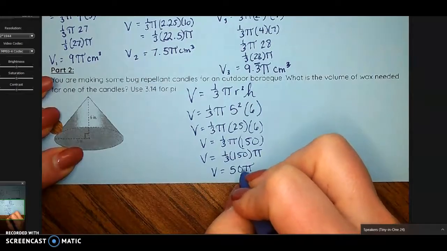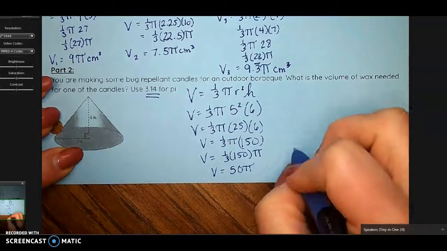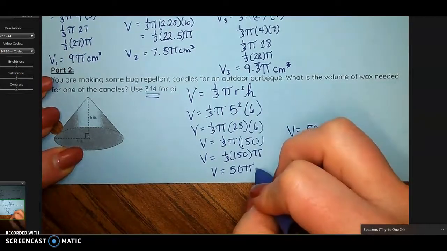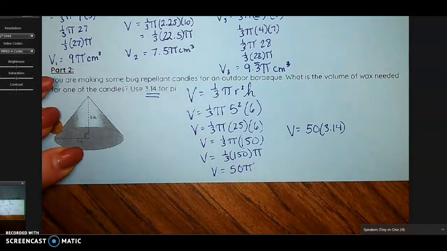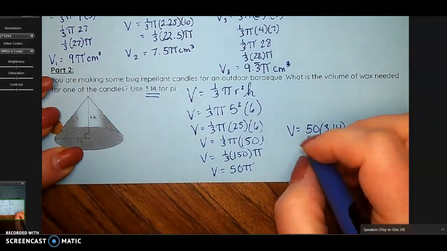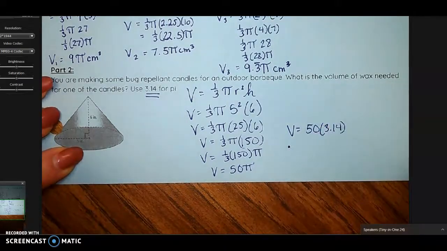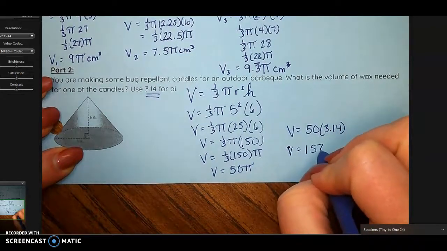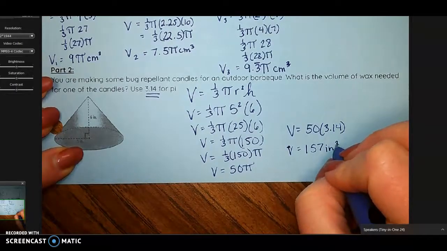Now, if they don't tell me to use simply pi, they want me to substitute in 3.14. That means I'm going to take my answer here, and instead of pi, I'm going to substitute in 3.14. And this means that they need us to get a number that we can actually use. And our answer is going to be 157, and that is in inches cubed.